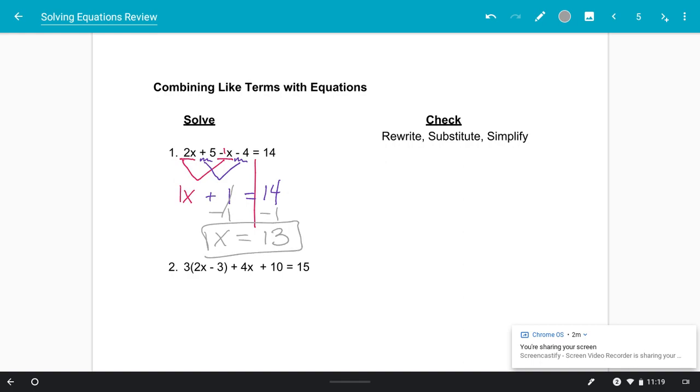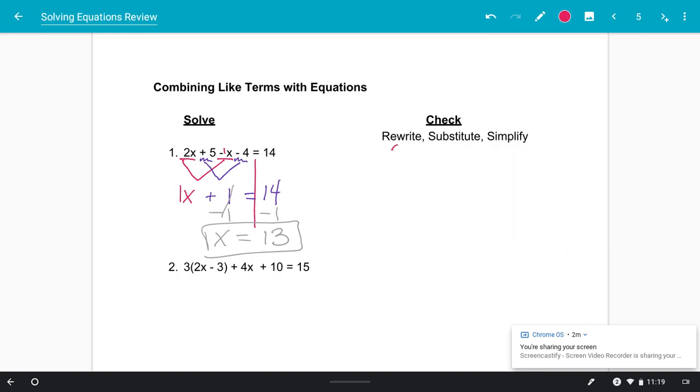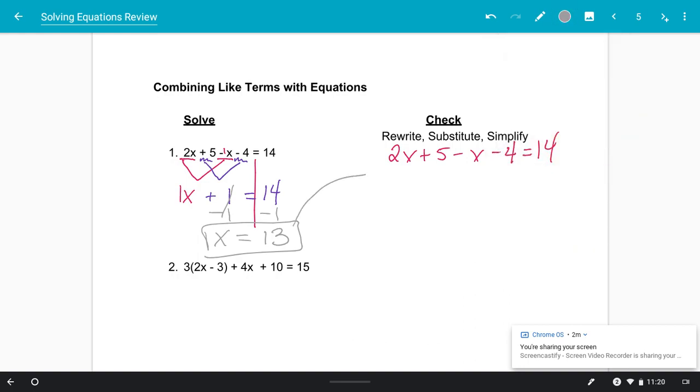Now, just like before, we can check our answers. We can check our answers by rewriting, substituting, and simplifying. So I'm going to rewrite the equation, 2x plus 5 minus x minus 4 is equal to 14. Next thing I'm going to do is substitute. Now be very careful here because I have x in two different places. So I'm going to substitute it in both of those locations. So I have 2 times 13 plus 5 minus 13 minus 4. And I want to know, is that equal to 14?